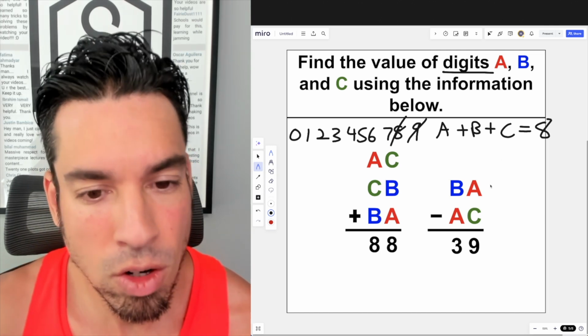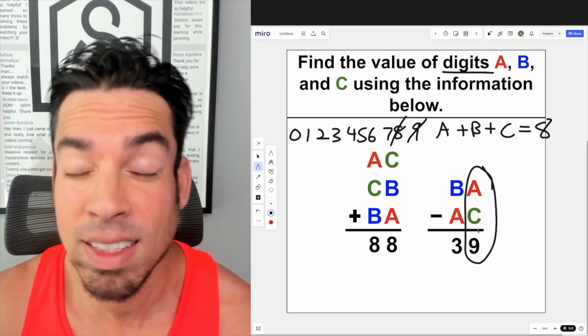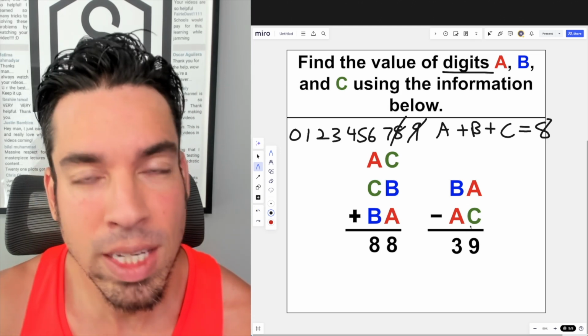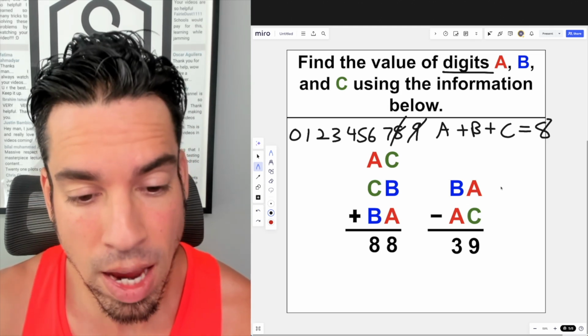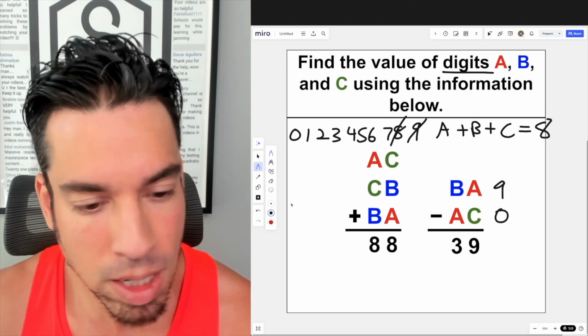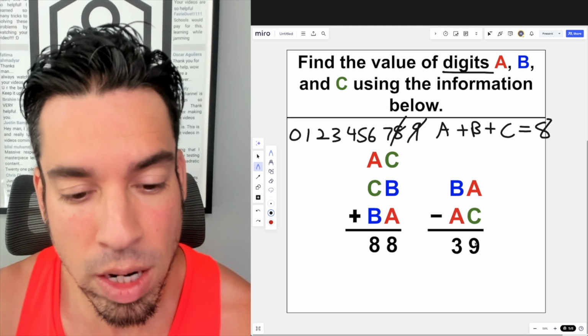Now the other thing that I notice here with this subtraction is A minus C is 9. So how do we get in that position where A minus C can equal 9? Obviously, one way this would work is if A were 9 and C were 0, right? 9 minus 0 is 9, but we've already eliminated 9. So what's the other way that we can get 9 here?